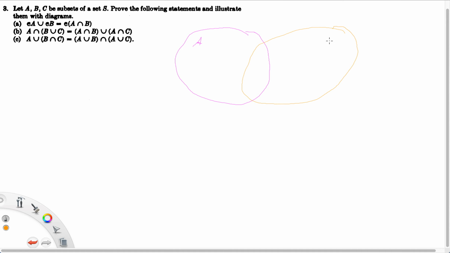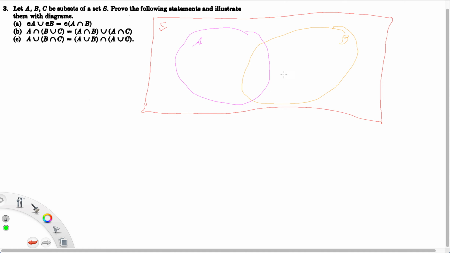This is B. And then let's say our set S is just this, which I like to call the overarching set, or the universe, some people call it. And A and B lie in S, that is, they are subsets of S. And we want to first color in with, let's say green, the complement of A.